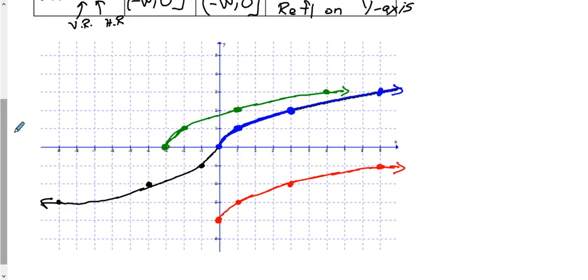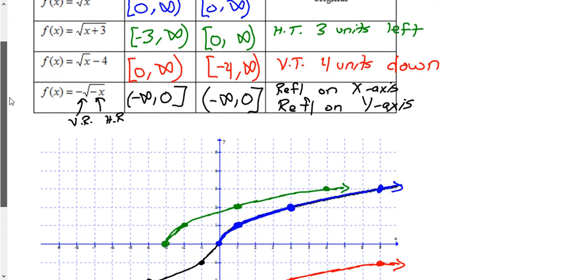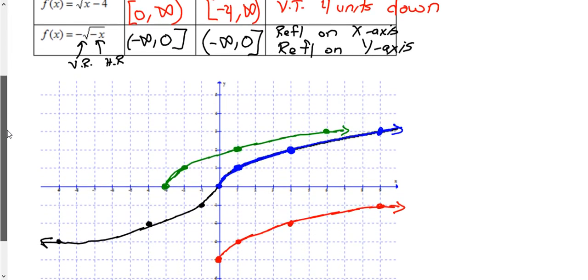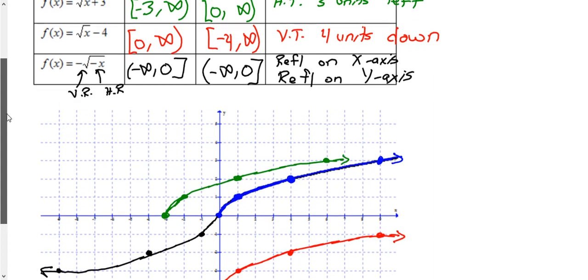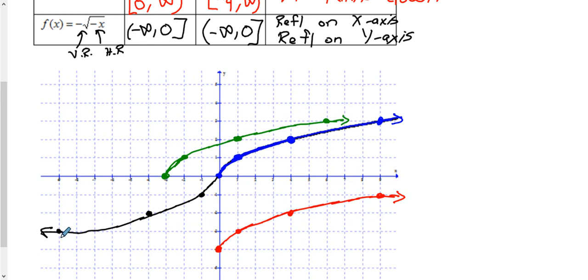All 4 graphs are now sketched on here. Just an FYI, this is what I did. All I did was I sketched the original in blue and I color coded all the rest. So I'm just shifting things either left. The first one was left 3 units, the second one was down 4 units, and we did a double reflection on the last one there.